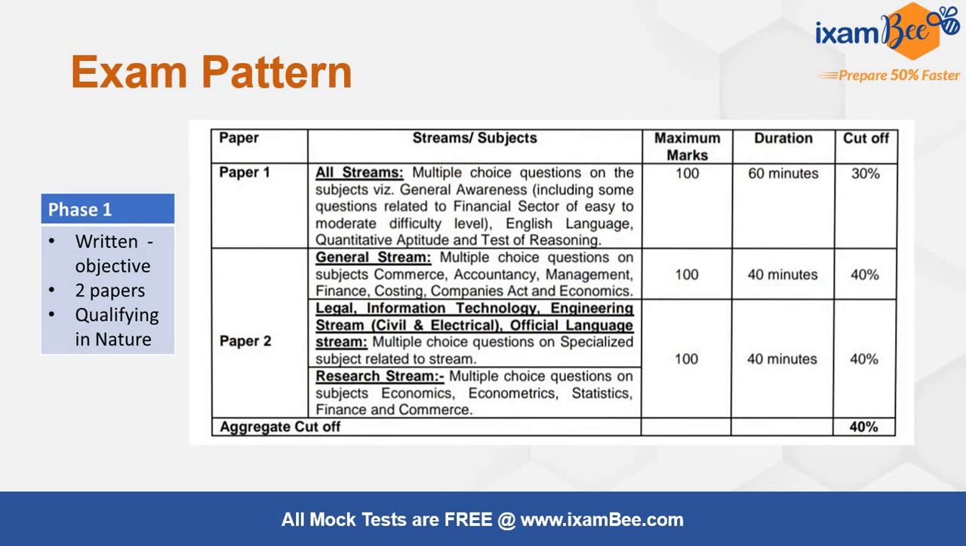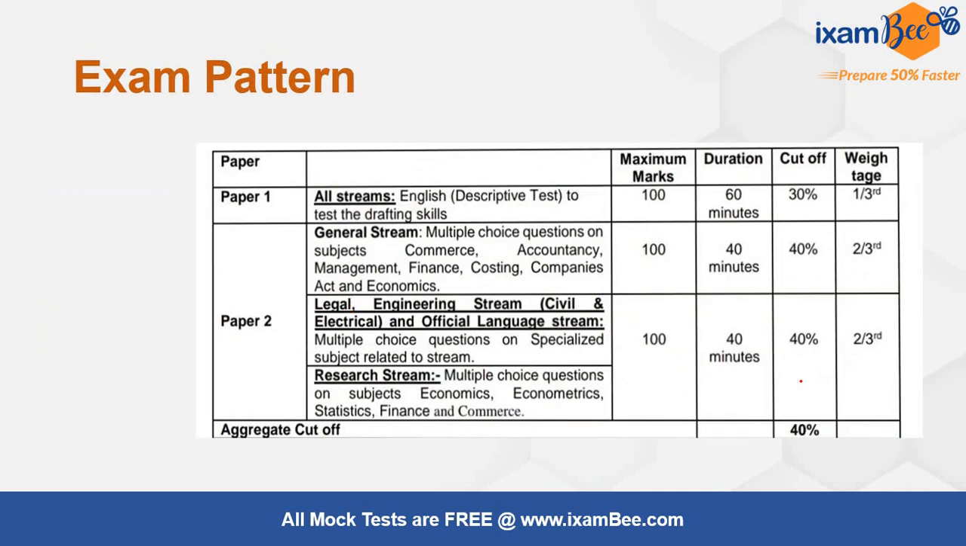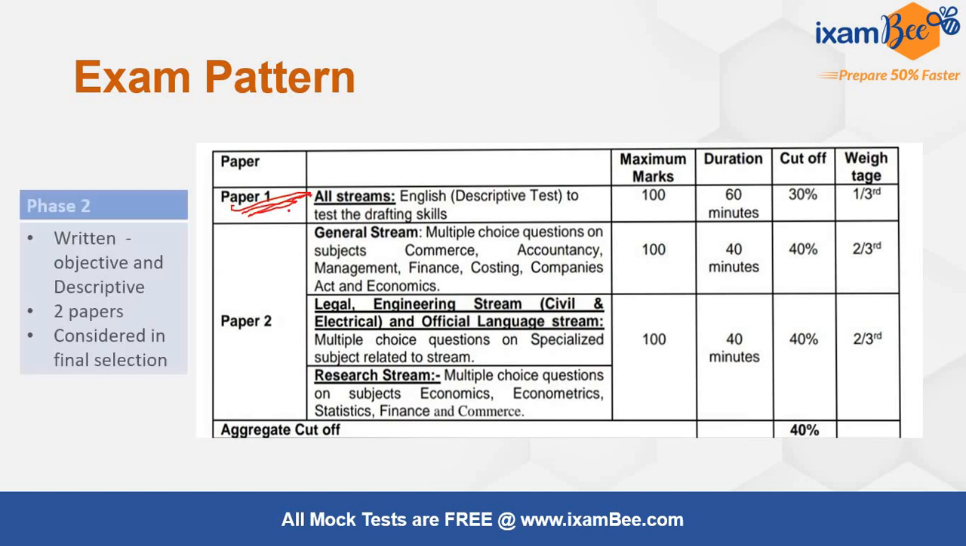If we quickly look at the exam pattern of SEBI once, for paper 1 you have the same actually. MCQs are there: general awareness, English language, quantitative aptitude and reasoning. And if you focus on legal, for legal also you have 100 questions, but those 100 questions are for 40 marks. Then in phase 2 also you have the same pattern, only for paper 1 you have descriptive English. Paper 2 is again legal only.